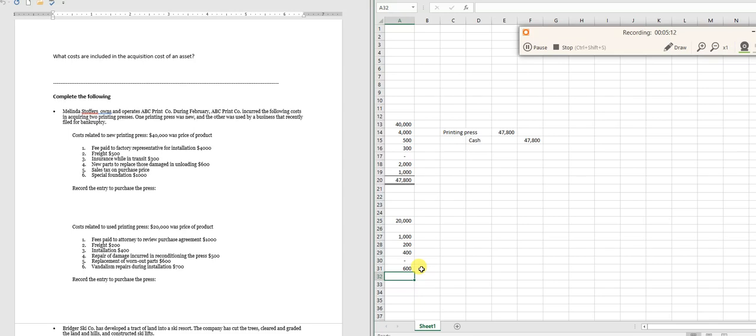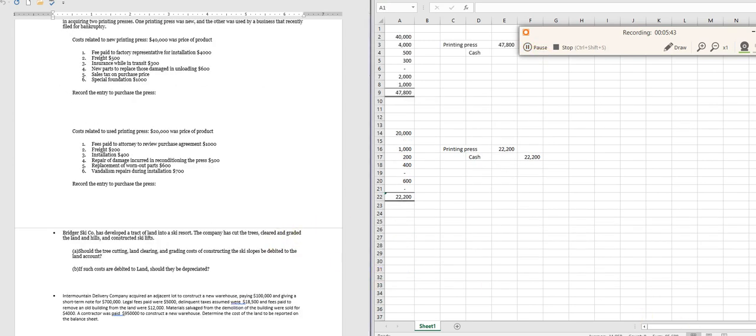And vandalism repairs during installation. Again, not part of what I bargained for when I bought it. So my cost of this printing press is $22,200. In this case, I would debit printing press for $22,200 and credit cash for $22,200. And like the other one, I would depreciate $22,200. These costs have all disappeared.